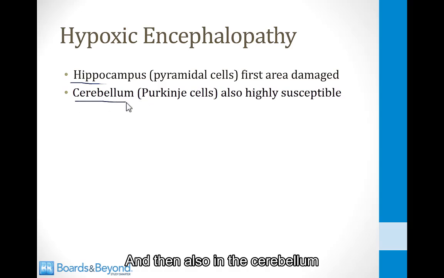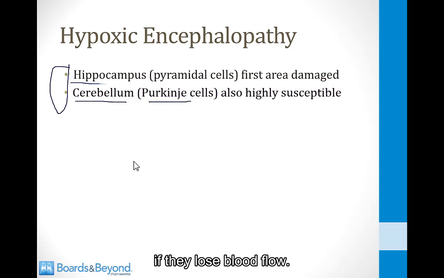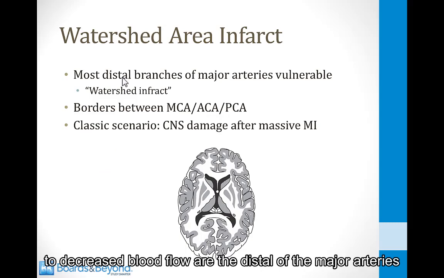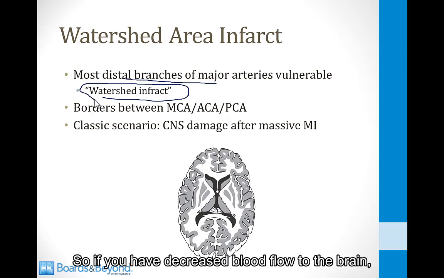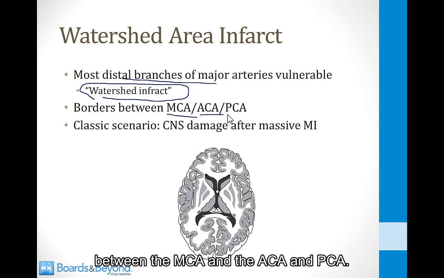And then also in the cerebellum, there are cells called Purkinje cells, and these are both highly vulnerable to damage if they lose blood flow. The areas of the cortex that are most vulnerable to decreased blood flow are the distal branches of the major arteries, and this is called a watershed infarct. So if you have decreased blood flow to the brain, you get ischemia in the border zones between the MCA and the ACA and PCA.